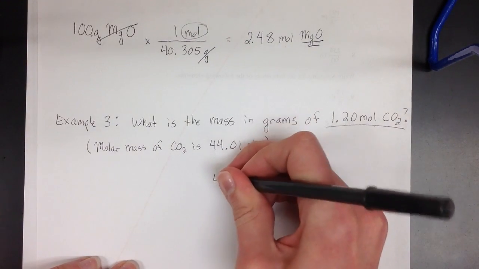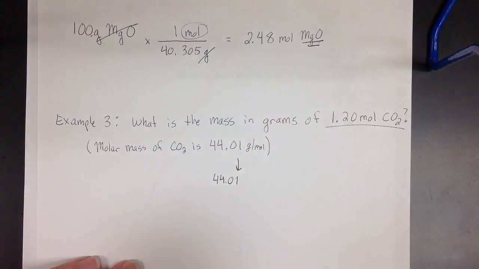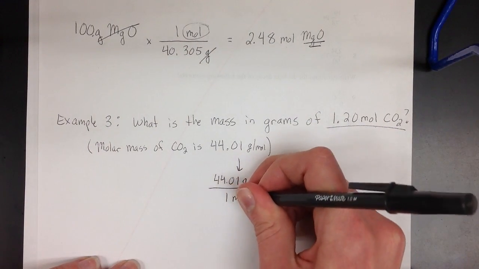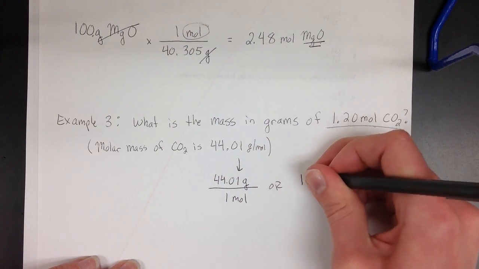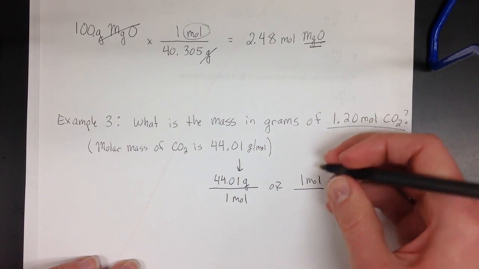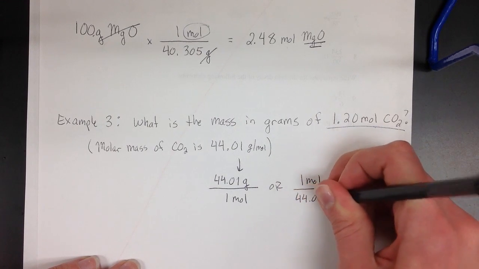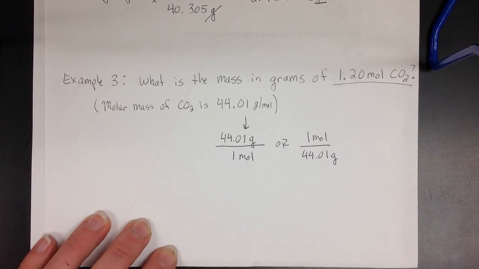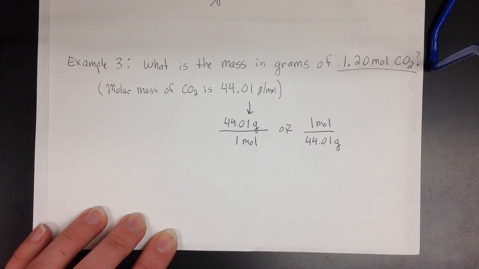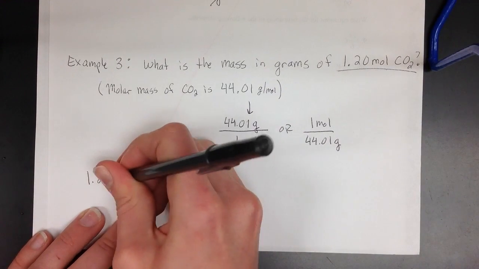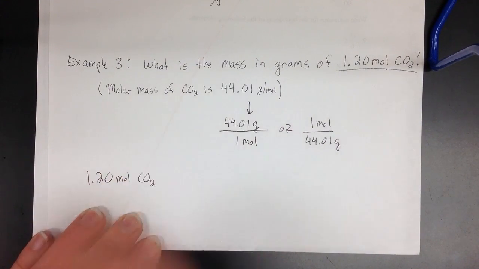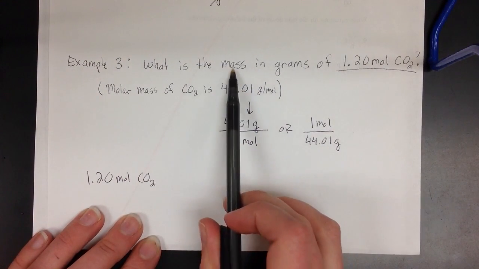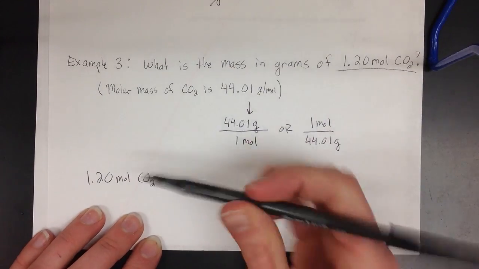Again, I'm going to write this as two different fractions. So 44.01 grams of carbon dioxide is equal to 1 mole, or I could write this as 1 mole of carbon dioxide is equal to 44.01 grams of carbon dioxide. So those are my conversion factors. Those are my fractions to choose from. My fact is my 1.20 mole of CO2. I do not want to stay in moles. I instead want to convert this into mass, which is in grams.